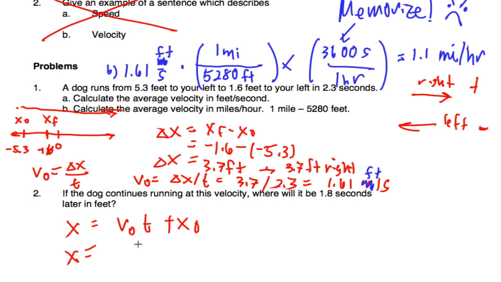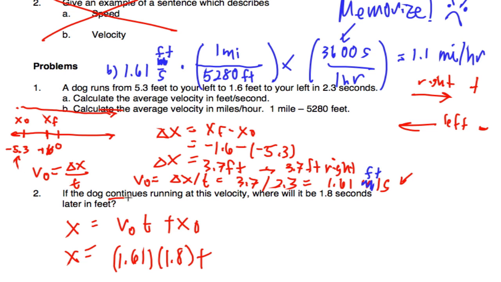So x is going to be, and let's be clear on this, the slope, or the v naught, is 1.61, so we put that in there. We're going to be 1.8 seconds later, and we have to add our initial position. Now, let's be clear on what we mean. A lot of people are tempted to put negative 5.3 because they're like, oh, we start there.